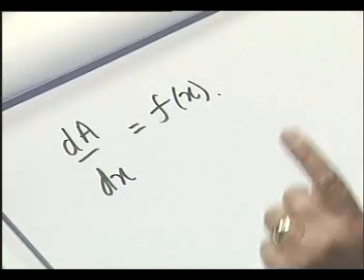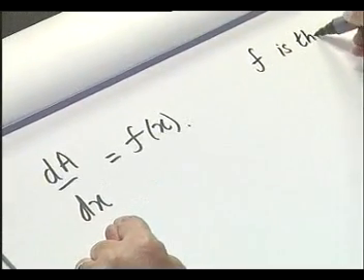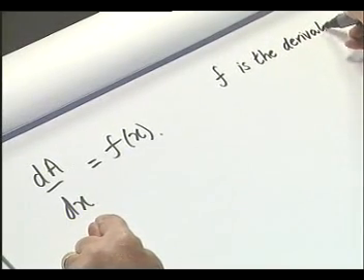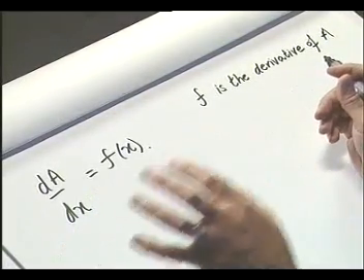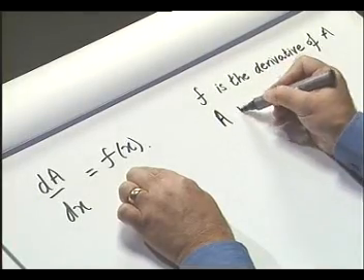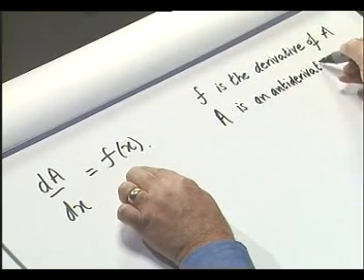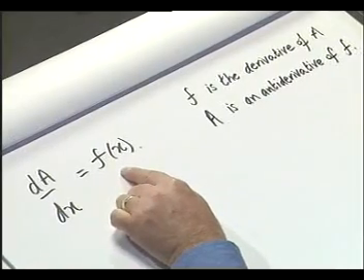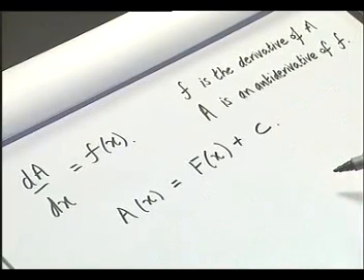What does this mean? Well, it means that little f is the derivative of A. But it also means, if we think back to the discussion that we had at the beginning of this video, that A must be the antiderivative of f. A is an antiderivative of f. In other words, the area is big F of x, the antiderivative of little f, plus any constant. That's going to be an important result.